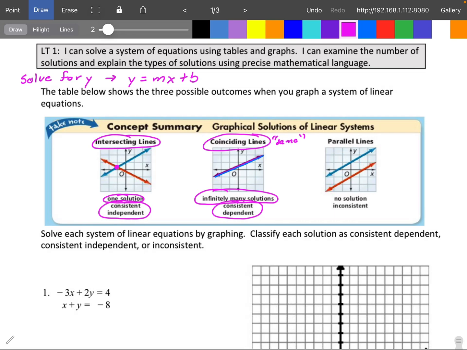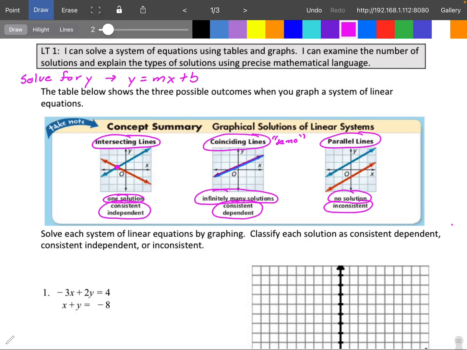The last possibility we have is when we have 2 lines that are perfectly parallel. They will never, ever, ever cross. Well, if the solution is where the lines cross, but these 2 lines don't cross because they're parallel, then that means that I have no solution. And I call that an inconsistent system.